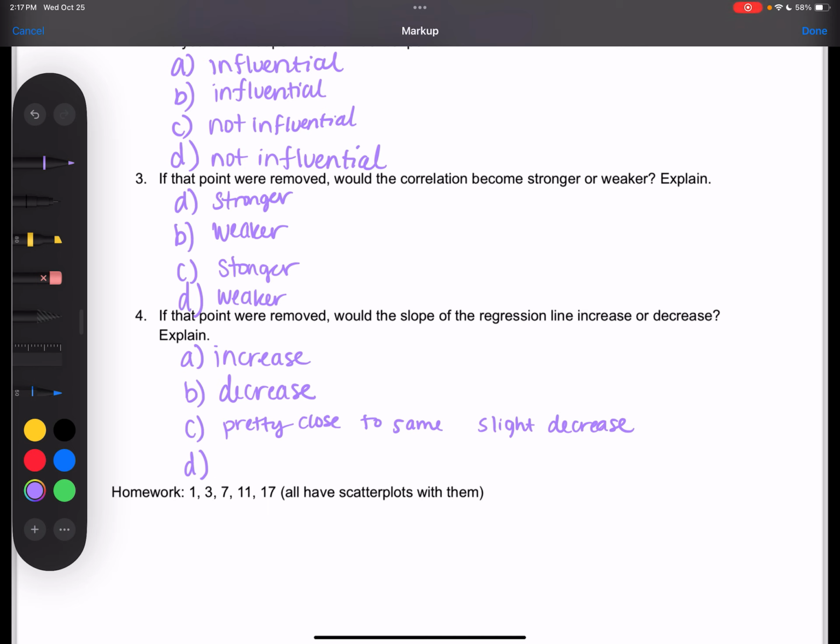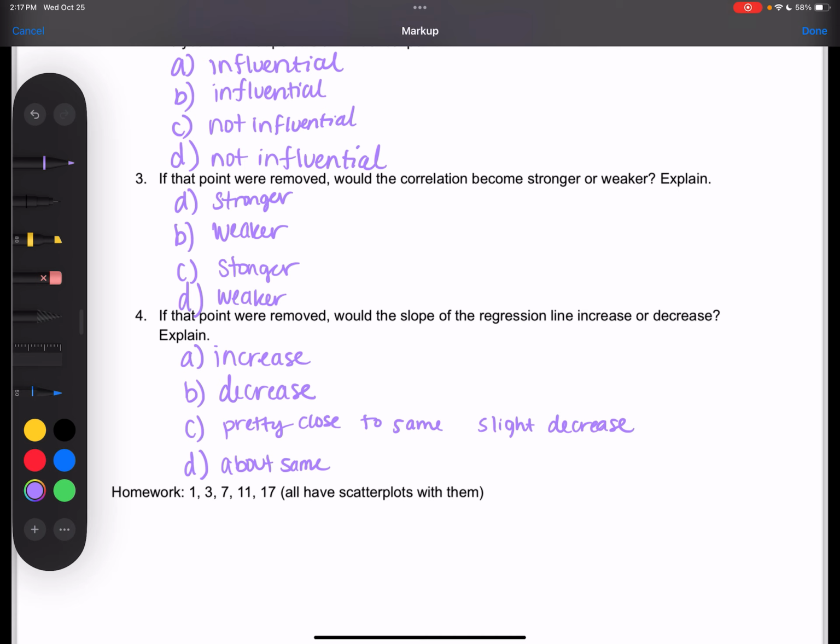And then last one, D. The same. Yeah, about the same. You could potentially have a slight change, but about the same. Because it would be a pretty steep negative, but if you took it out, it could lower a little bit, but it would be about the same.